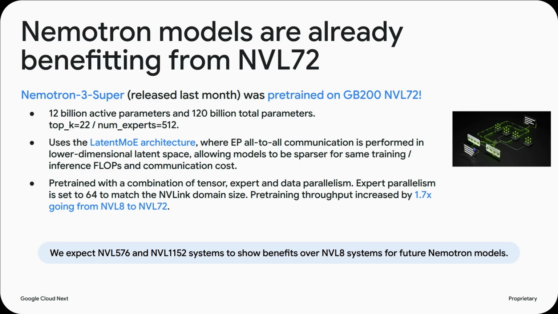We also ran some small-scale experiments to measure the impact of using NVL72 instead of the conventional NVL8 system, and we found that pre-training throughput is as much as 70% higher on the NVL72 system. And we expect to co-design future Nemotron models to benefit from not only NVL72, but the upcoming NVL576 and NVL1152 systems that are coming on the horizon. And with that, I'll hand back to Pramod.